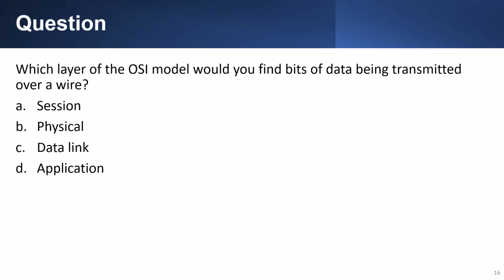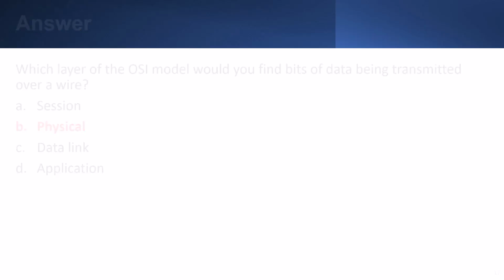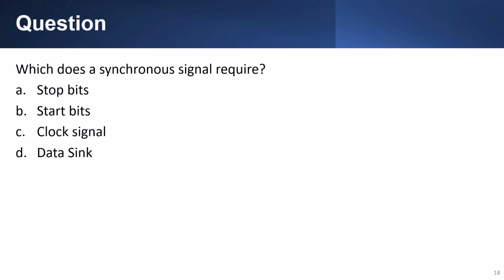Question: Which layer of the OSI model would you find bits of data being transmitted over a wire? Answer: Physical. Question: What does a synchronous signal require? Answer: Clock signal.